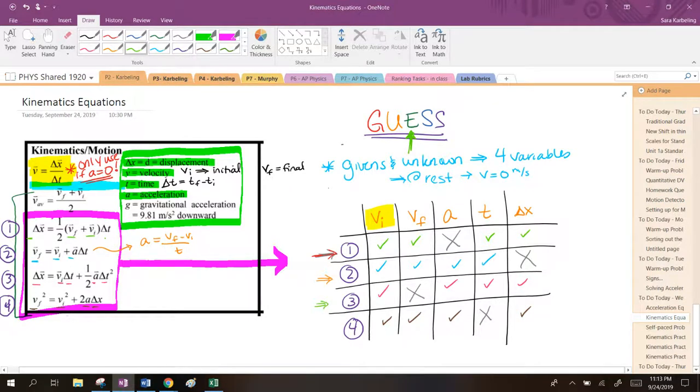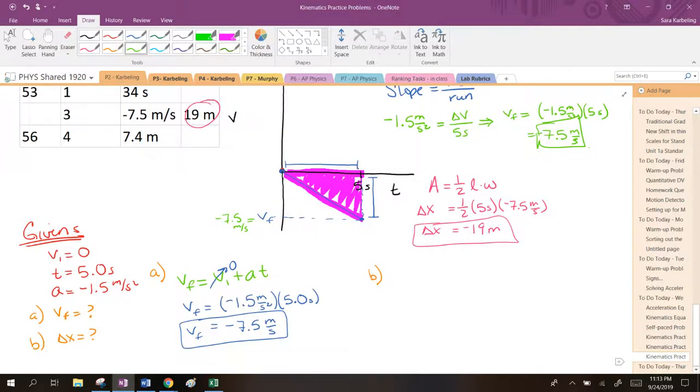It's my favorite one. It's the long one. It doesn't include VF. Here we go. So we'll write down Ms. Carbling's favorite kinematics equation. It is delta X is equal to VIT plus 1/2 AT squared. Why do I like it? Because it's super useful. You'll see soon. Now we're going to take a look. It's already solved for delta X, so that's super convenient.